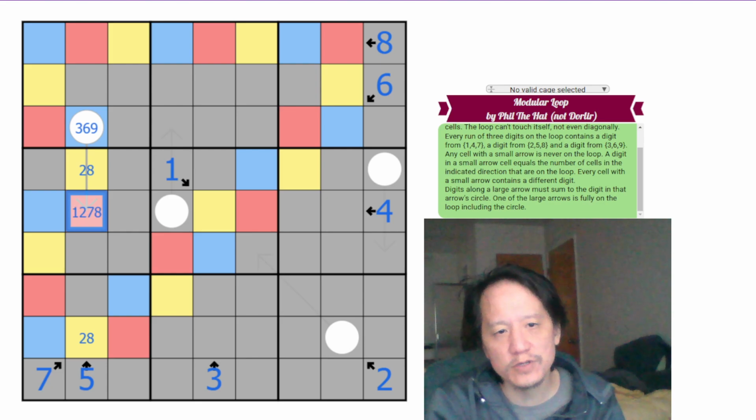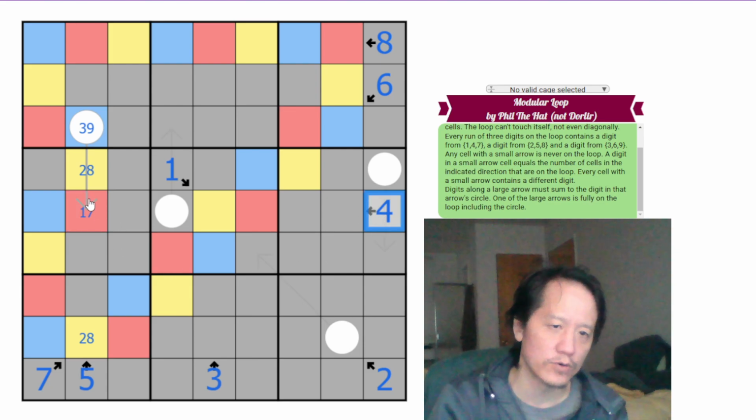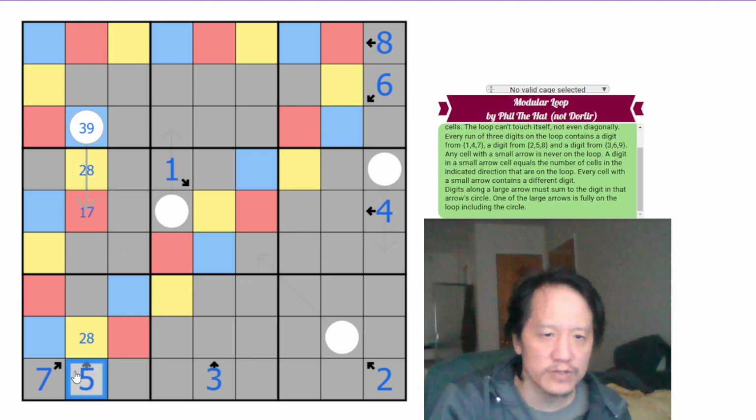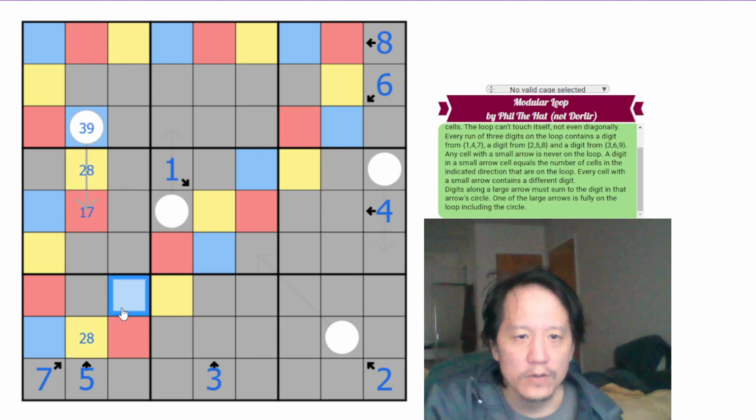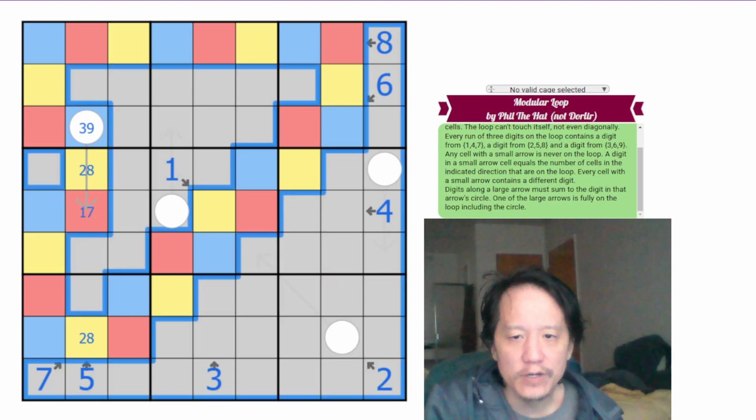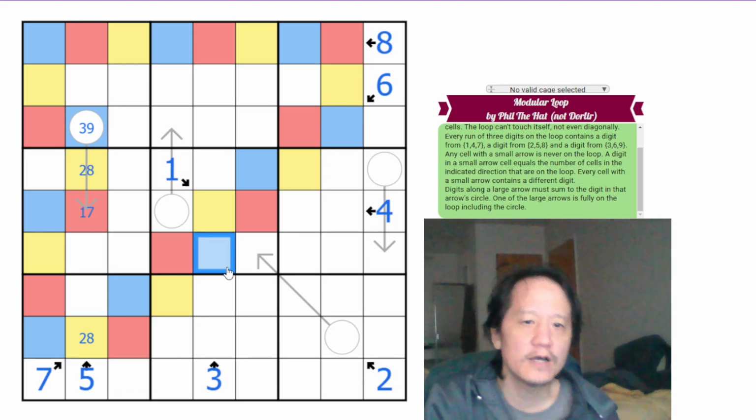So this has to be 1 or 7. So this is 3 or 9 because it's 7 or 8. It can't be 4 because of that 4. This can't be 5 because of that 5. This is 2, 8, 2, 8. Okay, so then we can remove all the gray. So we have the loop.